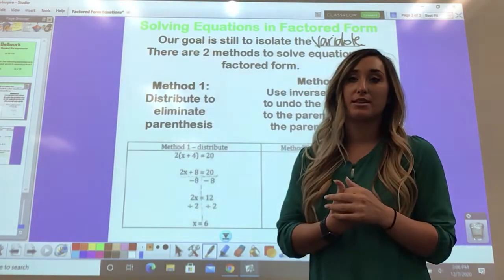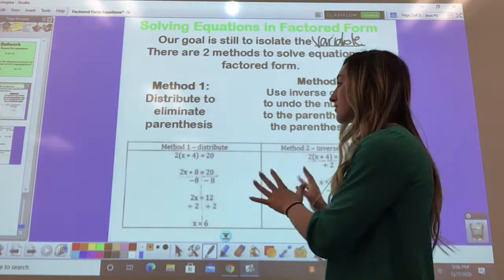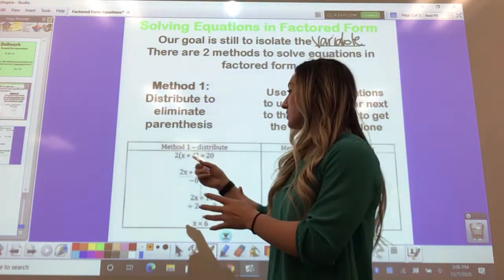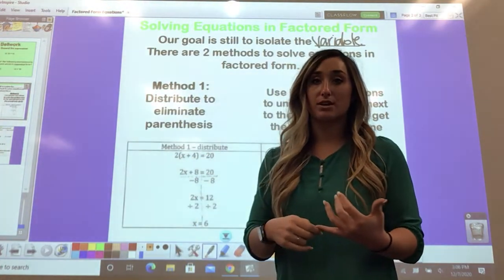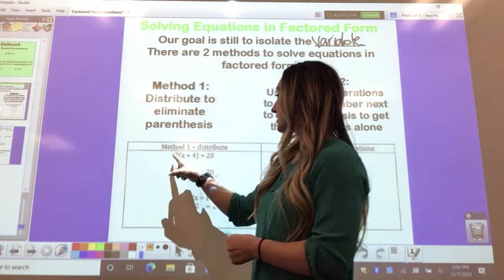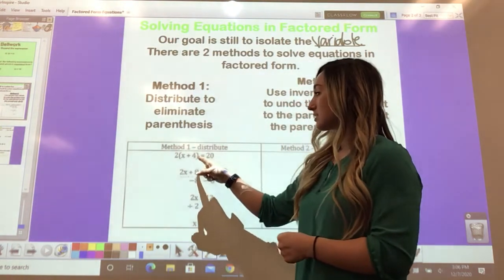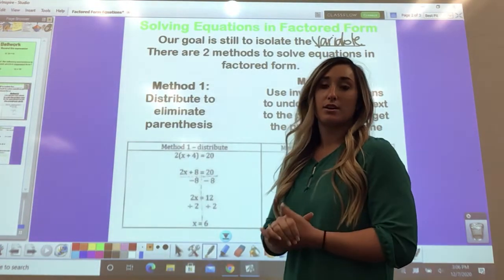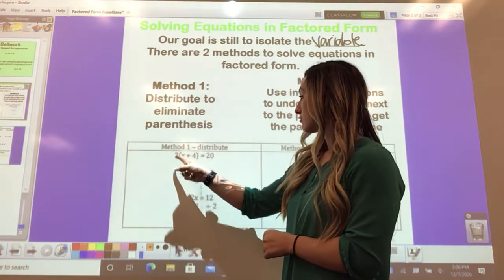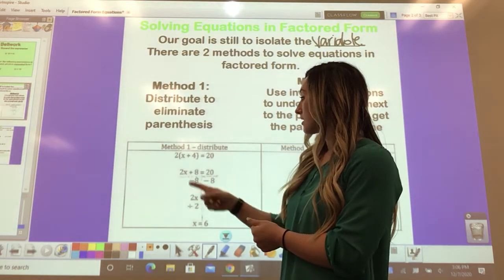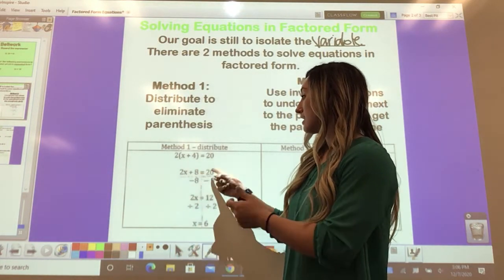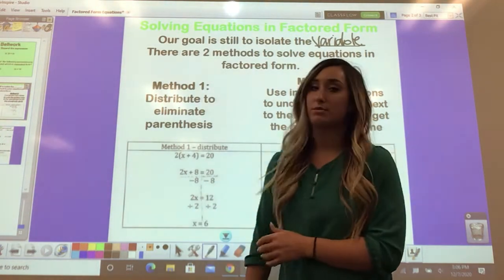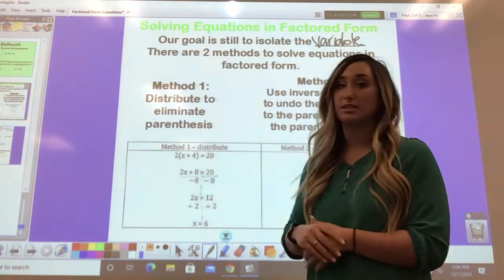And there's two methods to go about solving these, and those are on the front side of your notes. Method one is using the distributive property, which we learned with expressions when we learned how to expand expressions. We distribute the number outside the parentheses to the numbers inside, and then we end up with a two-step equation. So 2 times the quantity of x plus 4 becomes 2x plus 8 equals 20. Subtract 8 on both sides, and then divide both sides by 2 to get the answer of x equals 6.